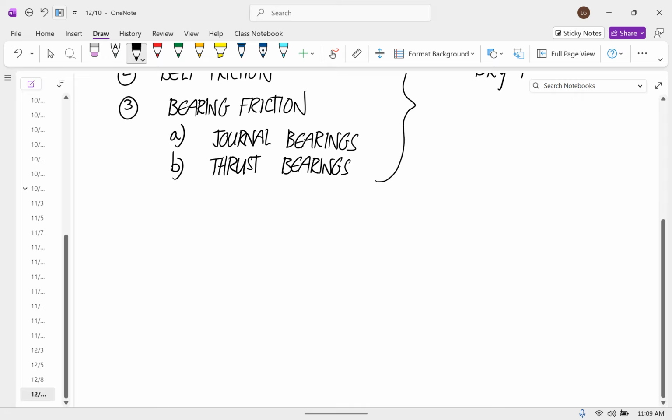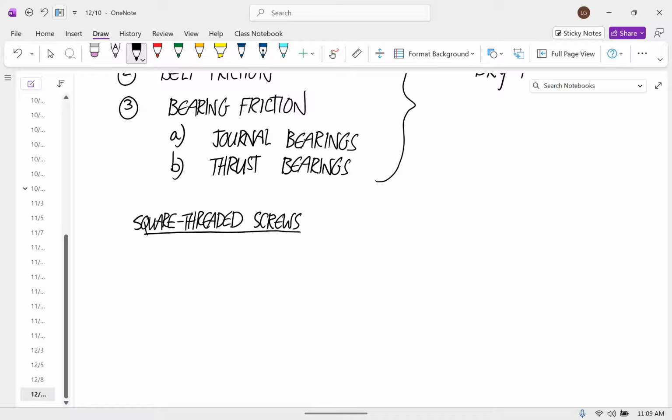Okay, so square threaded screws, that's the first one. And so we're talking about something like this. So these are my guidelines. You don't have to draw this yet. You don't really have to ever draw it. This is America.